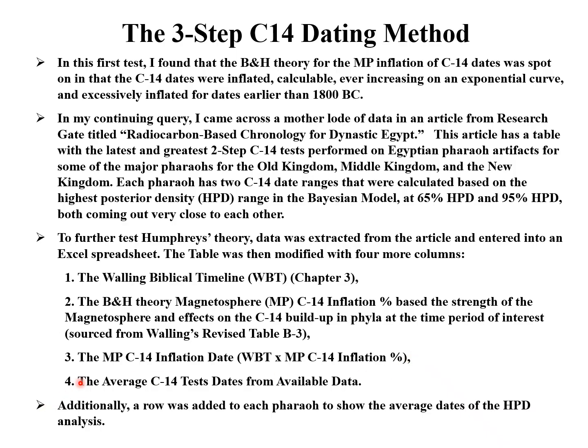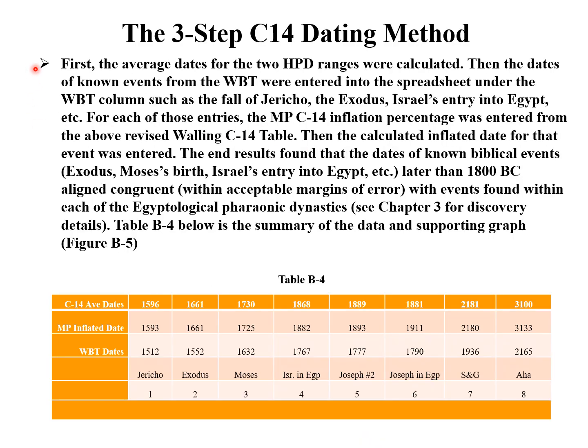Okay, and then the average carbon-14 test dates for the available data, which were not given in the table. They just gave us ranges. I had another column made to give these dates an average. And additionally, a row was added to each pharaoh to show the average dates of the HPD analysis. Okay. All right. So first, the average dates of the 2 HPD ranges were calculated.